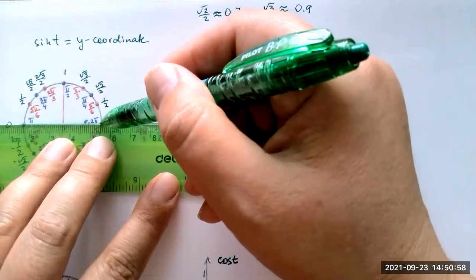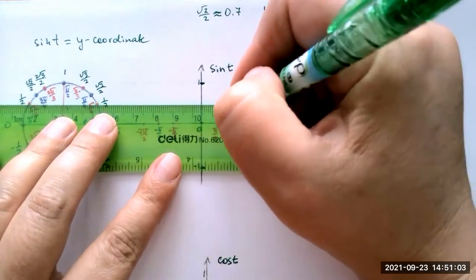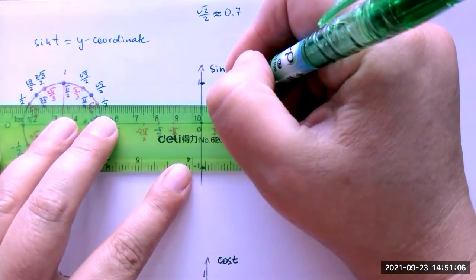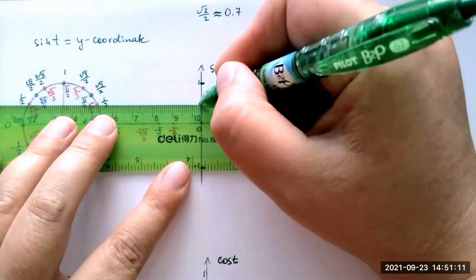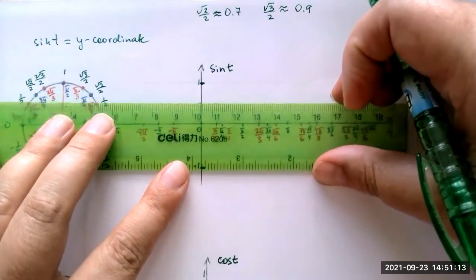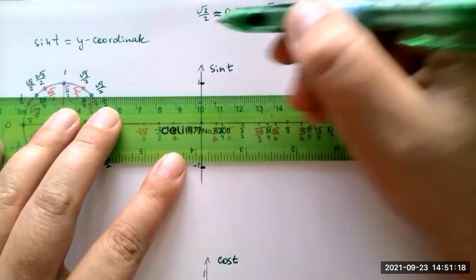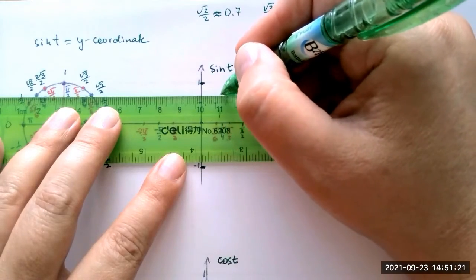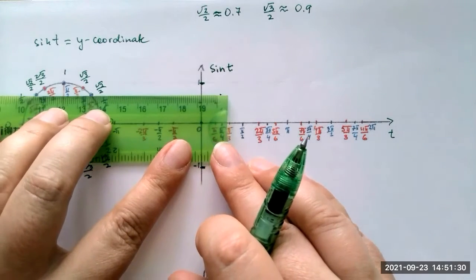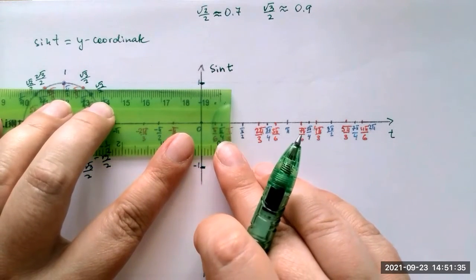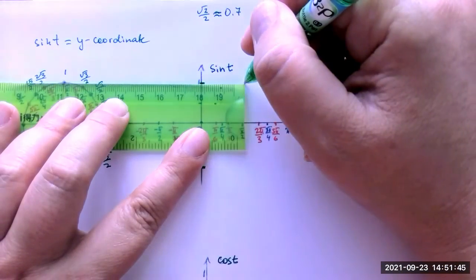So what we're going to do now is fill in those points. At angle 0, our height is 0. At angle pi over 6, our height is 1/2. So this must be 1/2 then. And at pi over 4, we are at about 0.7. Let me line it up, pi over 4. Pi over 3 is up here, and then pi over 2 is all the way up to 1.